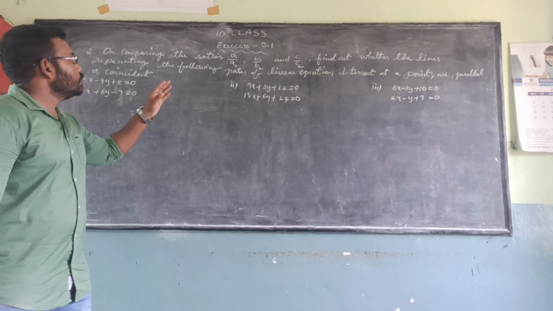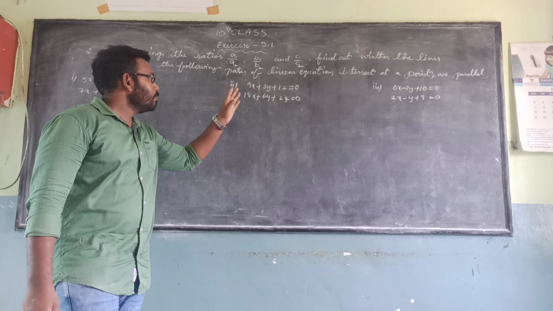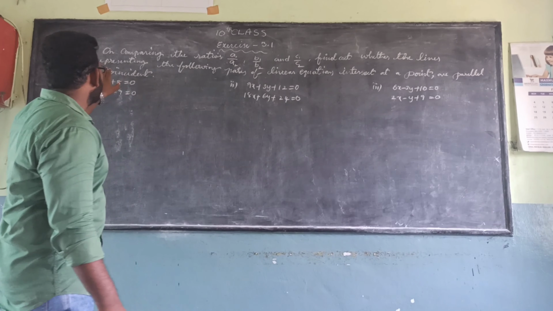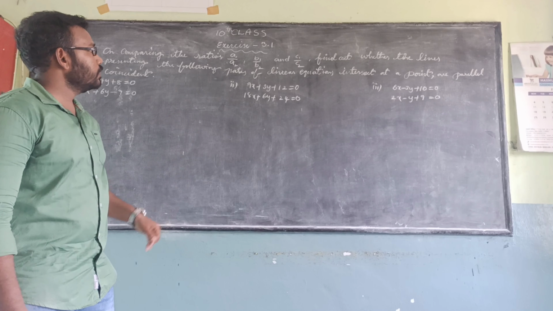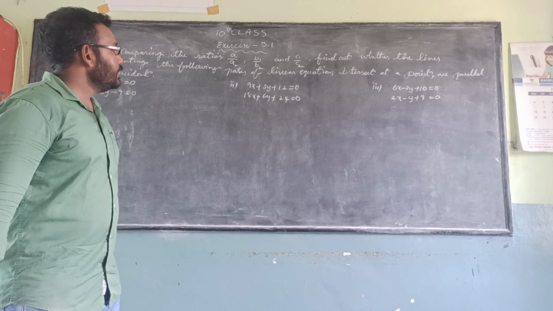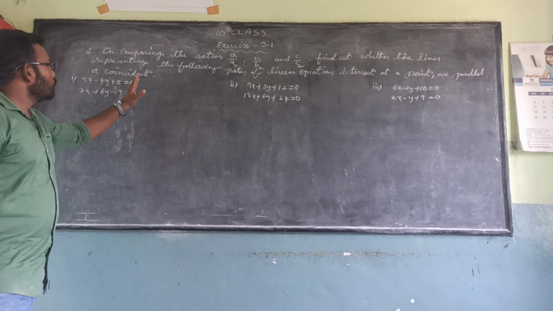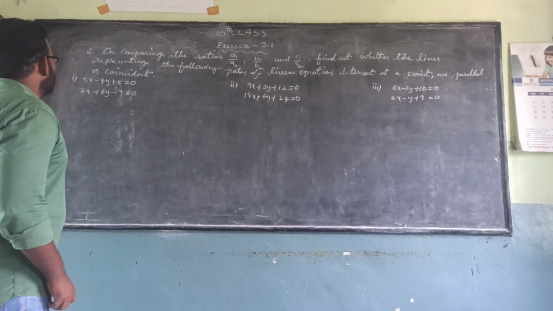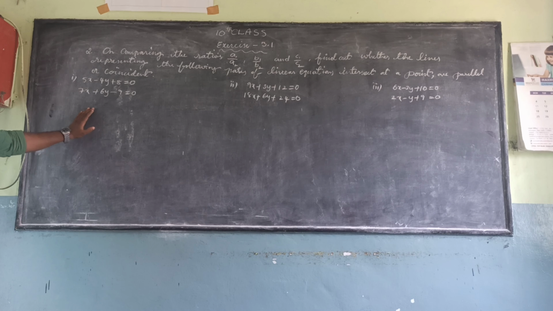Exercise 3.1, question number 2. On comparing the ratios a1 by a2, b1 by b2 and c1 by c2, find out whether the lines representing the following pairs of linear equations intersect at a point, or are parallel, or coincident. So here, given a pair of linear equations, we have to find out whether these lines intersect at a point, or are parallel, or coincident.